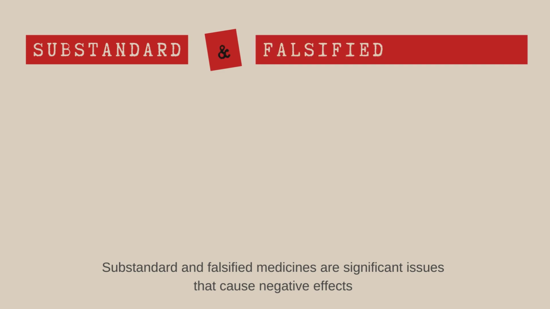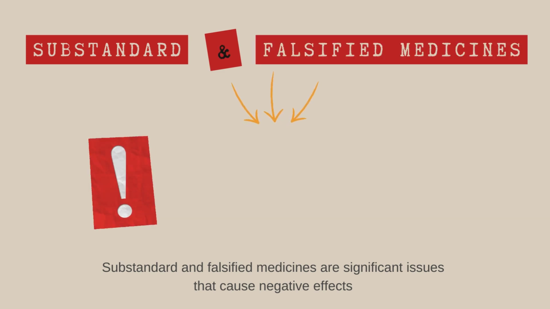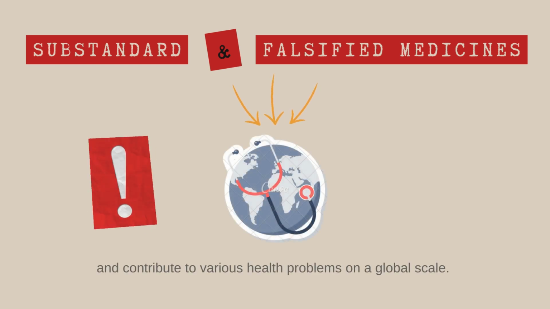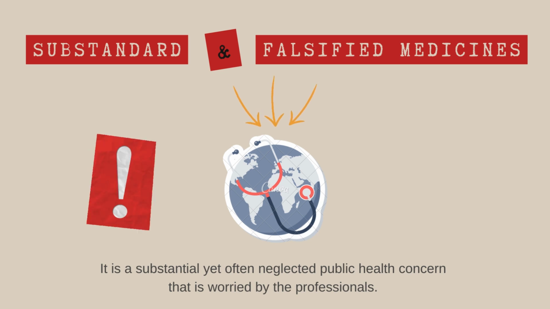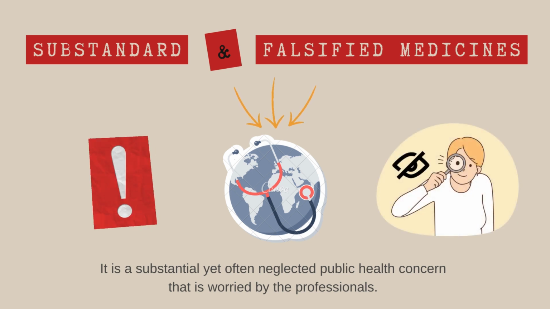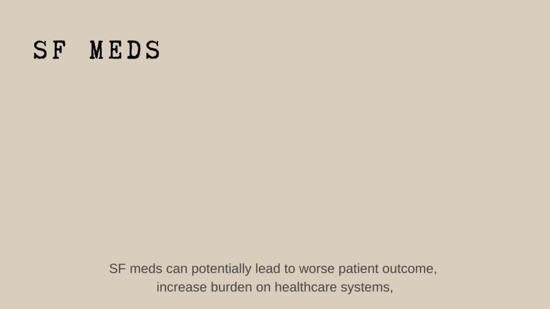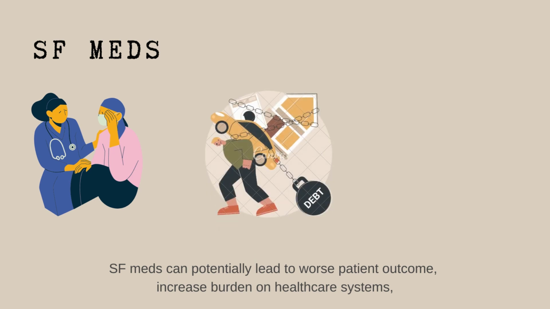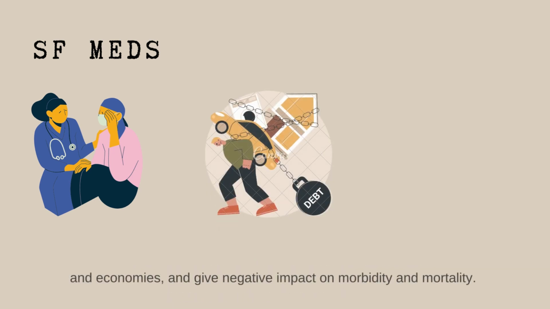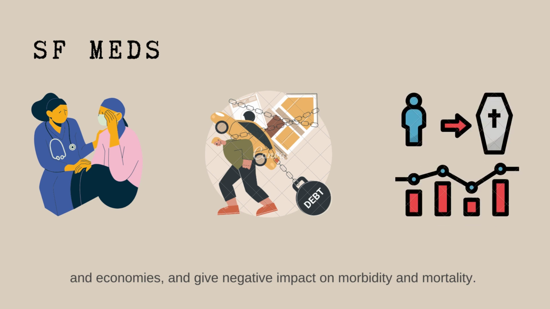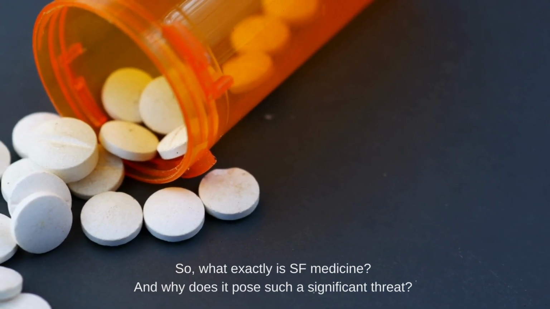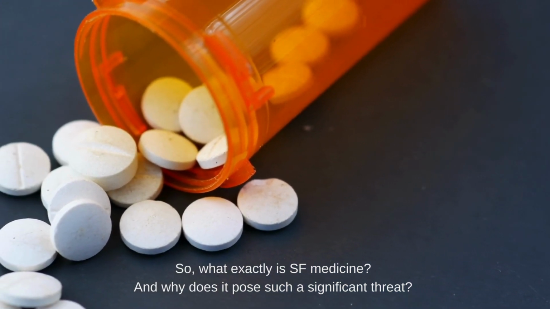Substandard and falsified medicines are significant issues that cause negative effects and contribute to various health problems on a global scale. It is a substantial yet often neglected public health concern that is worrying professionals. SF meds can potentially lead to worse patient outcomes, increased burden on healthcare systems and economies, and negative impact on morbidity and mortality. So, what exactly is SF medicine, and why does it pose such a significant threat?